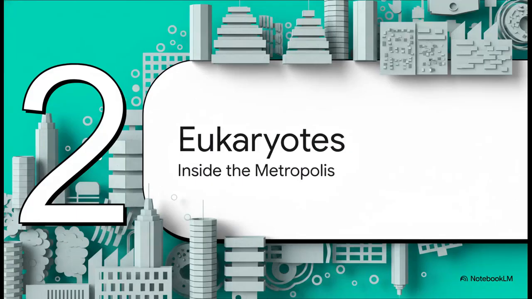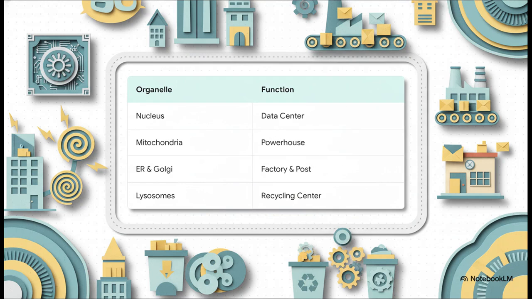Moving on to Section 2, Eukaryotes, cellular cities. We are going inside the microscopic metropolis. I want you to think of a eukaryotic cell not just as some random blob of jelly, but as a bustling, highly organized city. Every internal structure, which we call an organelle, has a super specialized job. The nucleus, that's the city's highly secured data center. It stores and tightly protects the vital DNA blueprints. Then you have the mitochondria. These are the powerhouses, just furiously converting glucose into usable cellular energy called ATP.